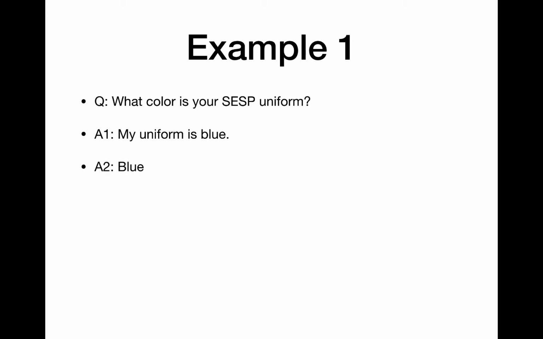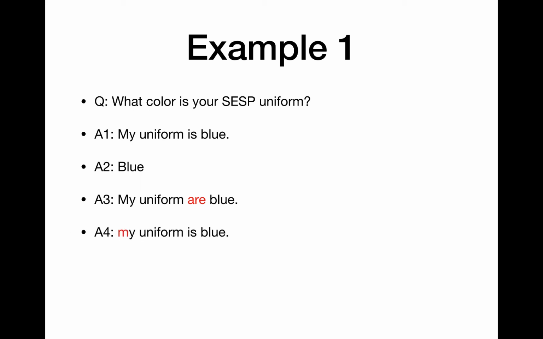Answer number 2, blue. While this response does address the prompt, it is not an attempt at a complete sentence, and therefore this response would be awarded 0 points. Answer number 3, my uniform are blue. This is relevant. It is an attempt at a complete sentence. The vocabulary is accurate. The mechanics are accurate. Unfortunately, we have an issue with subject-verb agreement, and so they would lose 1 point for grammar, but they would be awarded 2 points for vocabulary and mechanics.